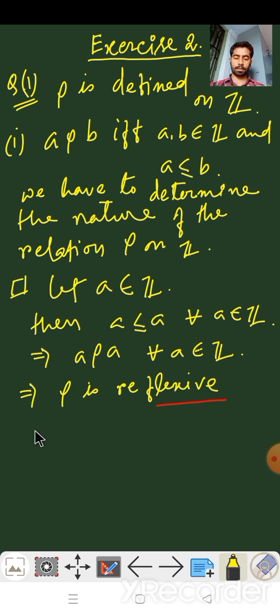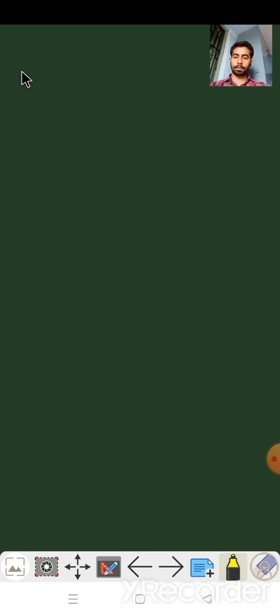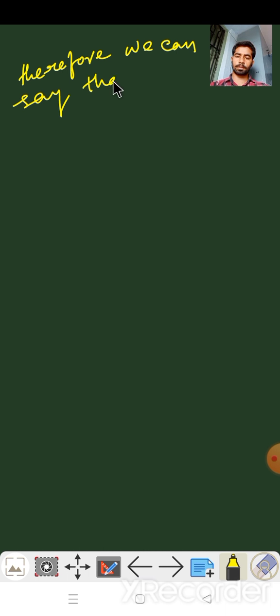To check the symmetricity, let A be related to B, which implies A is less than or equal to B, but which does not imply B is less than or equal to A. Hence A related to B does not imply B related to A. Therefore, we can say that rho is not symmetric on Z.